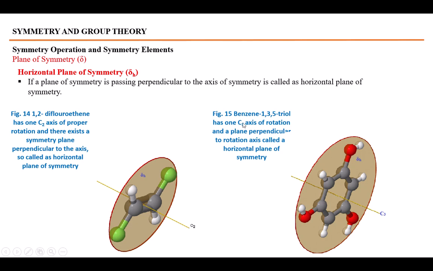Similarly, take benzene 135 triol. What do we mean by benzene 135 triol? It's a benzene with one OH group at position 1, another OH group at position 3, and another at position 5. Benzene 135 triol has a C3 axis of symmetry, and a plane cutting all the atoms into two equal halves perpendicular to this C3 is called a horizontal plane, which exists in benzene 135 triol.